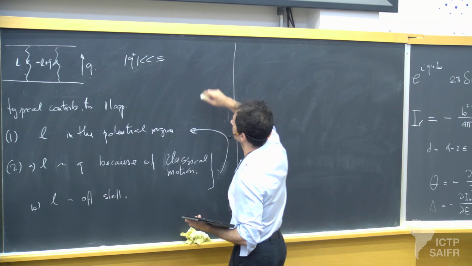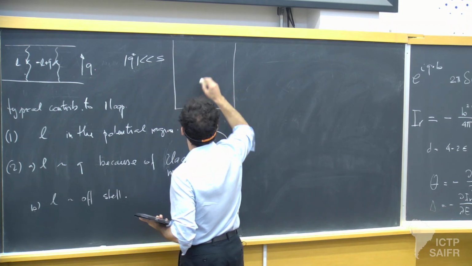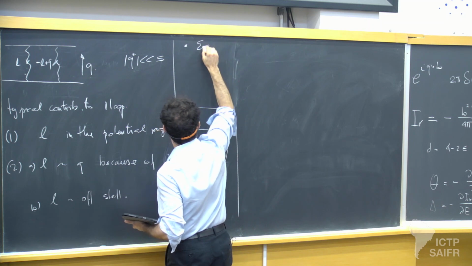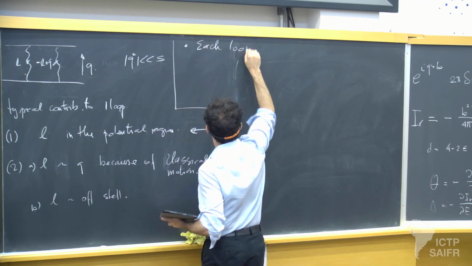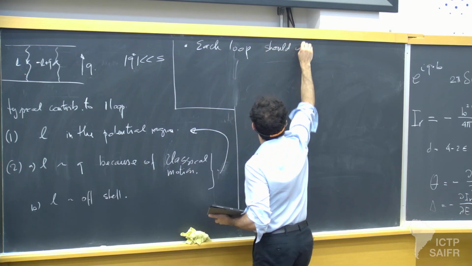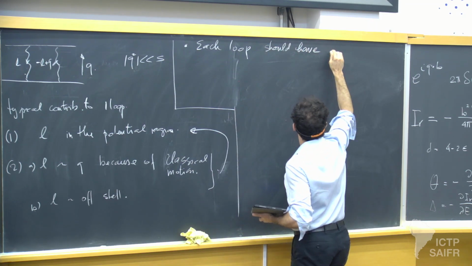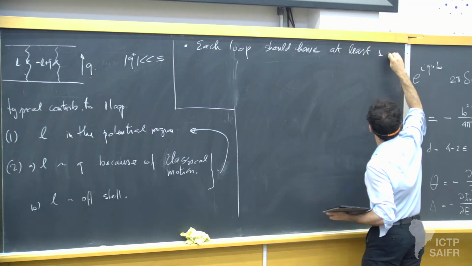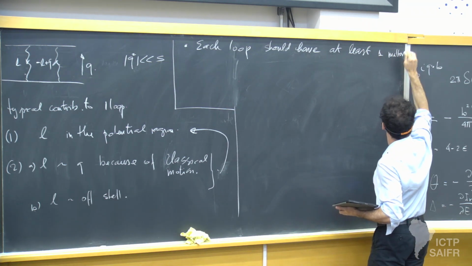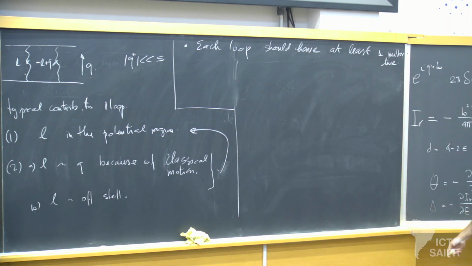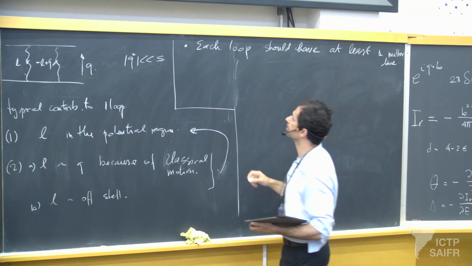So each loop that we care about should have at least one matter line. Now, this might seem a little bit circular, but there's another argument that forces this onto us.